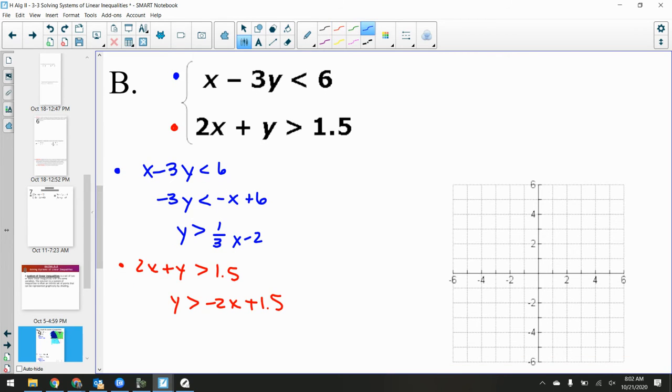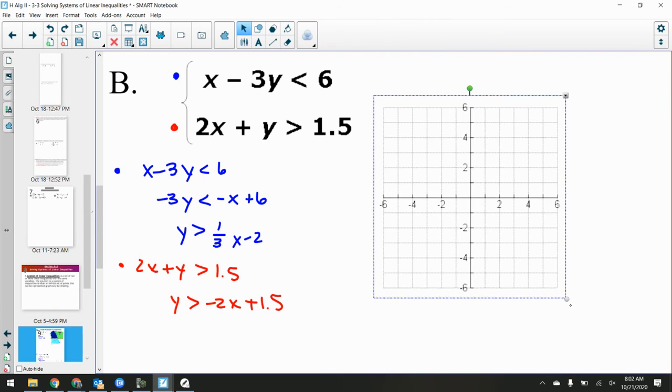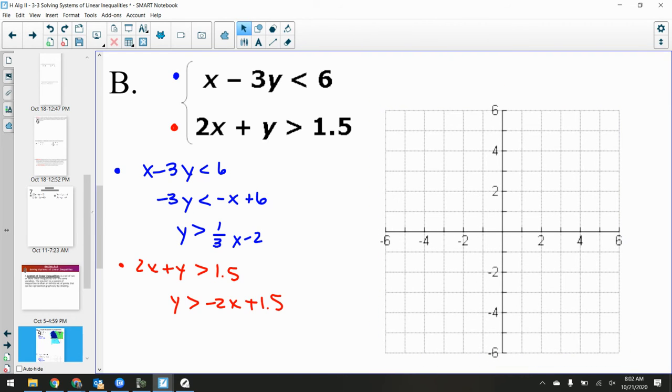I'm going to make this a little bit bigger. The blue line has a slope of 1/3, but it starts at -2. So up 1 over 3, up 1 over 3, or down 1, left 3, down 1, left 3. The red line, oh, I forgot, make it dotted. Oh, and I didn't shade yet. I'll use a yellow highlighter. Maybe that'll overlap. Greater than. Shade above.